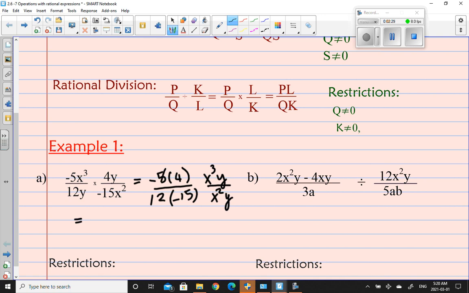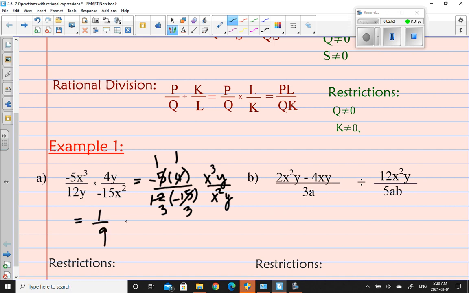So 5 goes into 15 3 times, so 1 5s are 5, 3 5s are 15, 1 4s are 4, 3 4s are 12. And you have a negative sign in the numerator, a negative sign in the denominator. They cancel out. So you end up with 1 over 9.